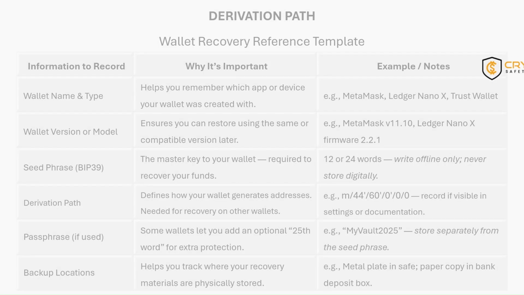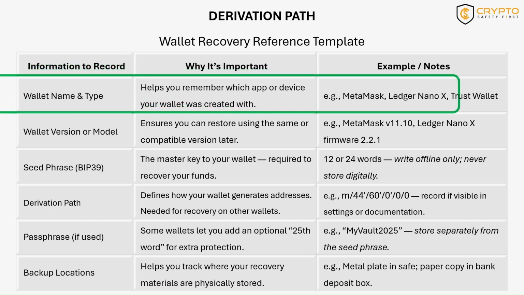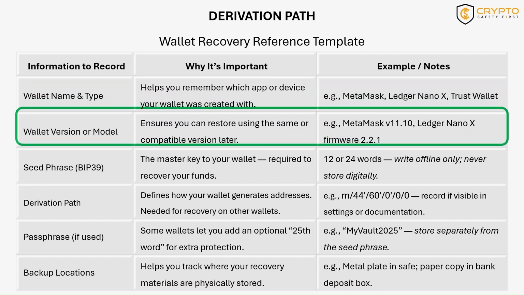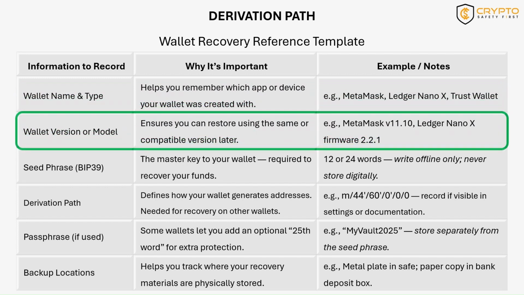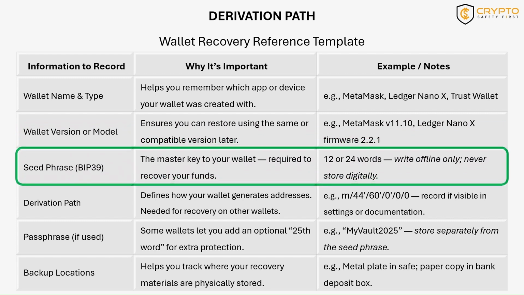Thanks. Now let's look at a simple template you can use to record the information needed to recover your wallet safely. First, the wallet name and type. This helps you remember exactly which app or device your wallet was created with. Second, the wallet version or model. Versions change over time, so recording this ensures you can restore your wallet later using the same or a compatible version.